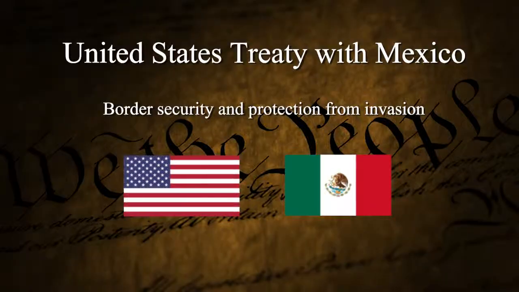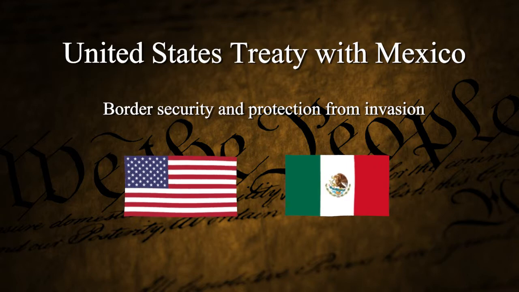Okay, so we talked about two bad examples of a treaty. Are there any good examples? What about a United States treaty with Mexico that revolves around border security and protection from invasion? The treaty between Mexico and the United States says you shall not allow this border to be crossed. Is that a legitimate treaty?